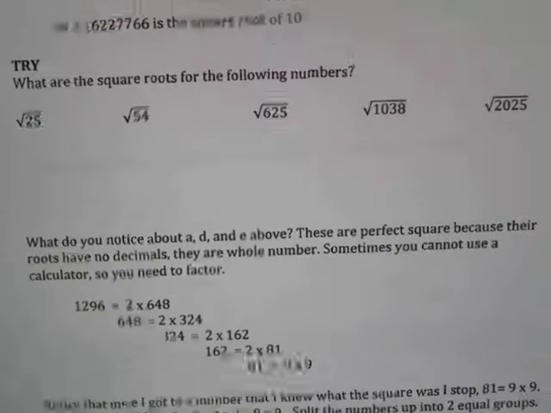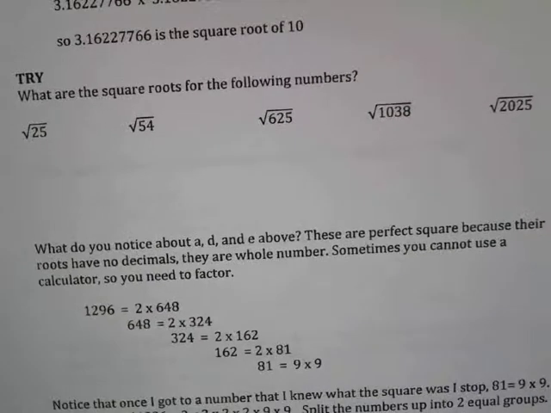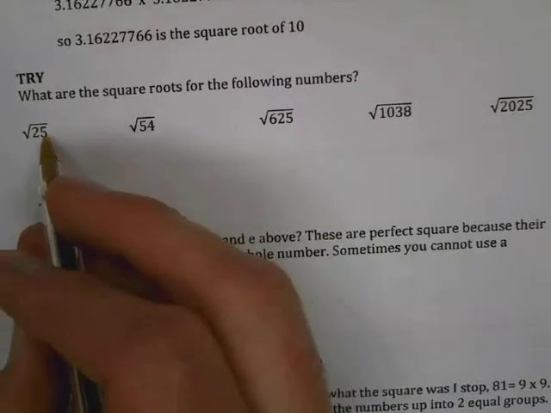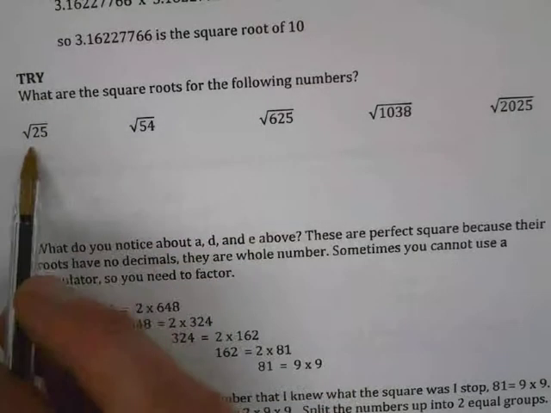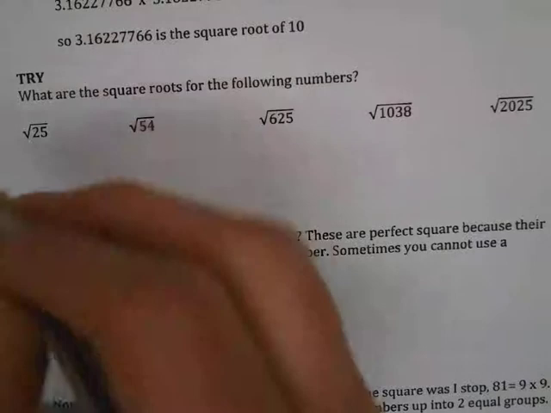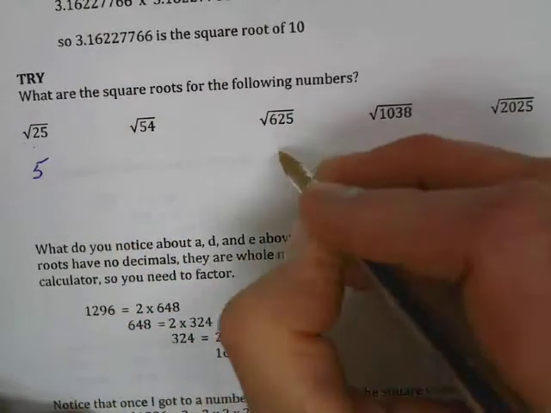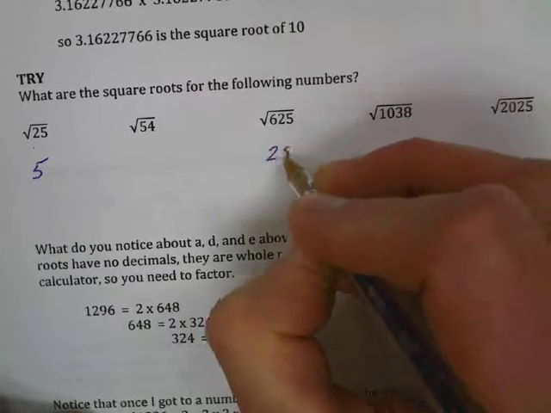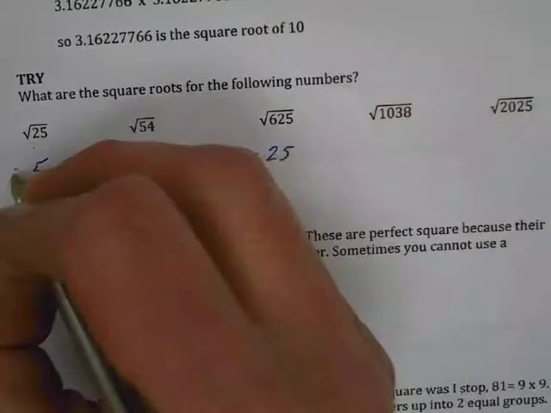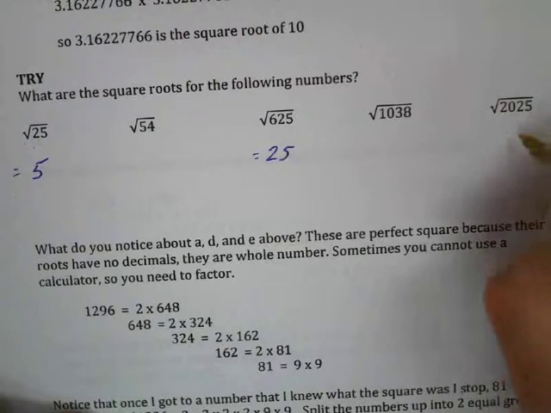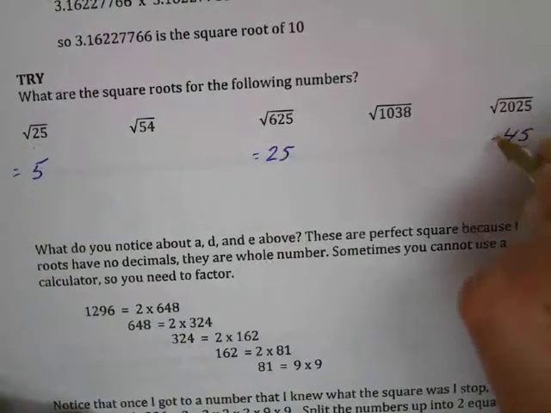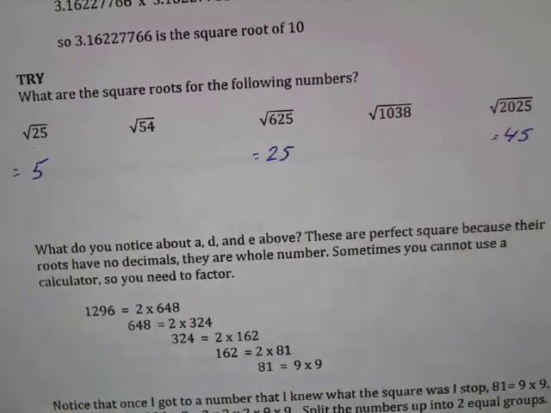They're looking at perfect squares, perfect cubes, and their roots. So, once again, things that you should be able to do. For example, the square root of 25 is 5. The square root of 625 is 25. And the square root of 2025 is 45. So there's a trick to find those that I could show you later on.